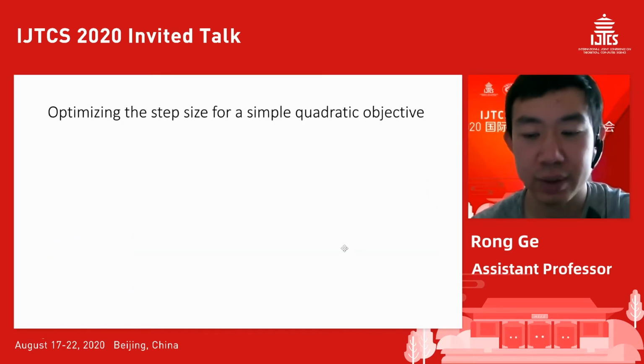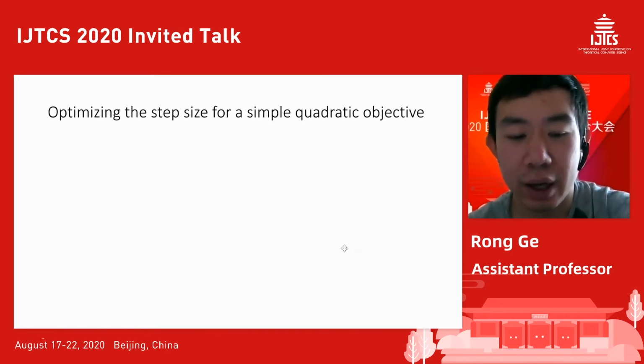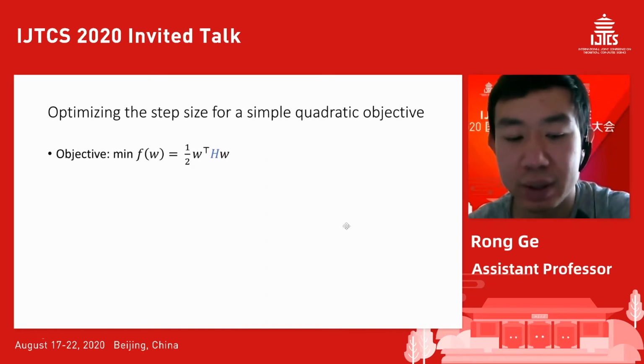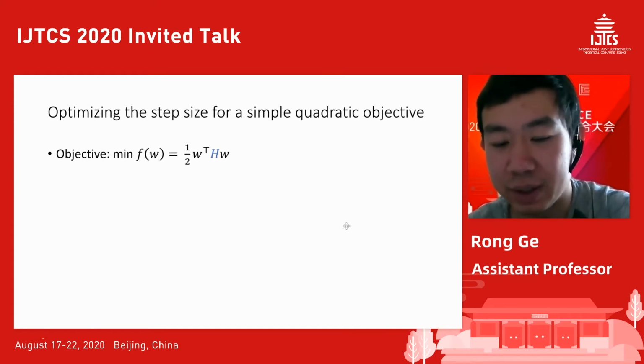Now let me get into the results. So how can we optimize the step size for a simple quadratic objective? Here the setting is very simple. The objective is just a fixed quadratic objective. It's an objective on W, which is just the quadratic form W transpose HW.